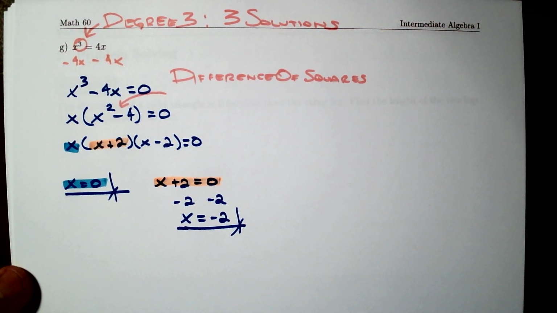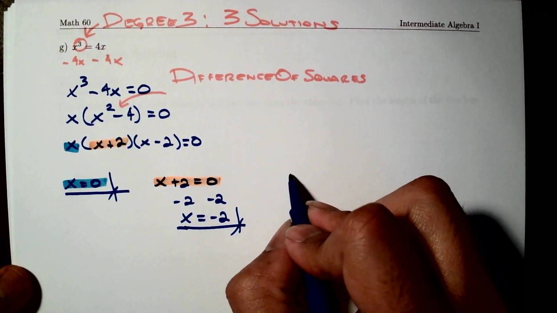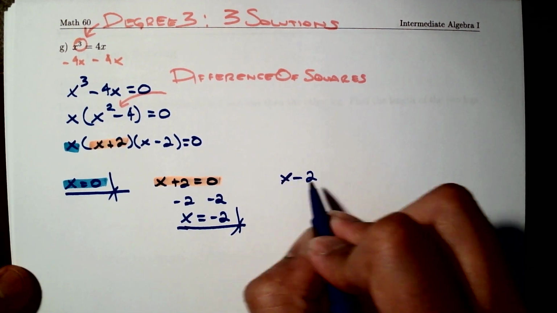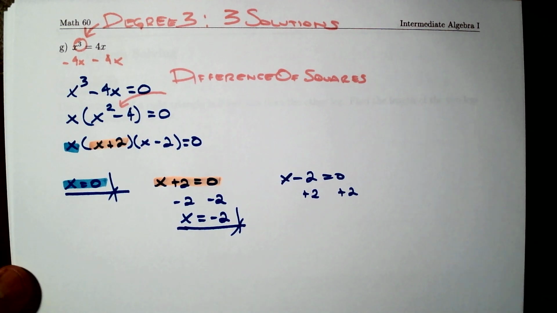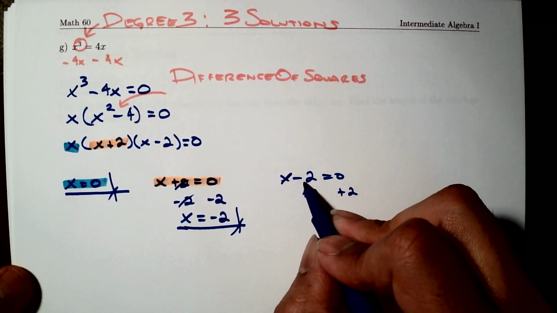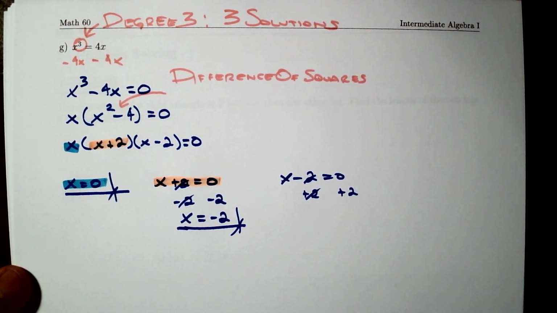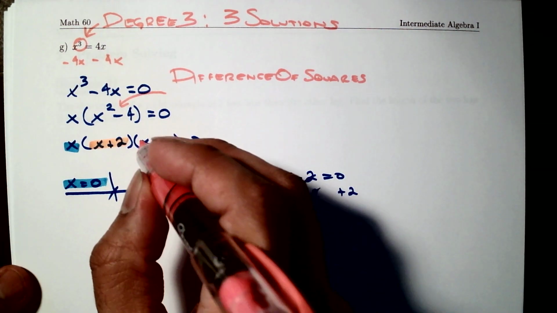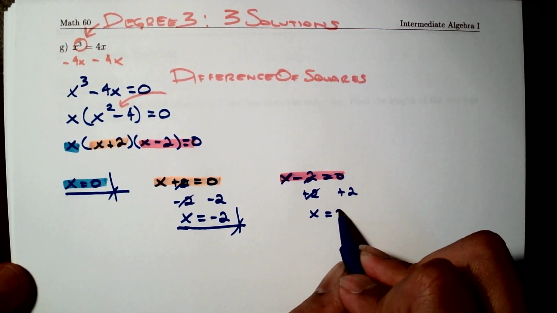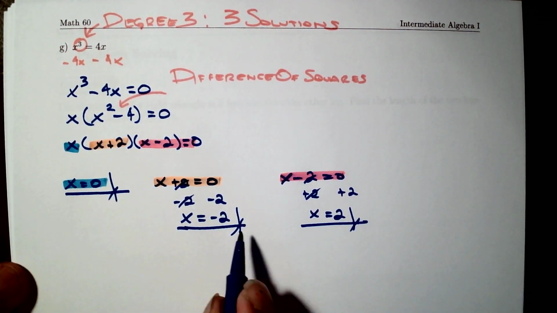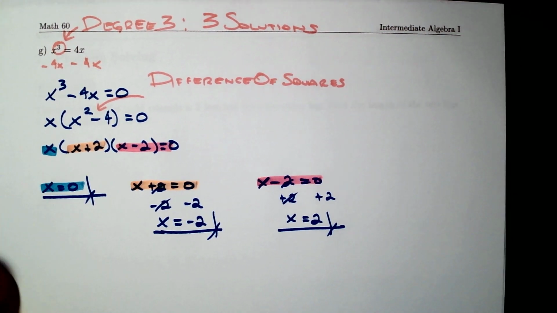And then finally, we set x minus 2 equals 0, add 2 to both sides. Cancel, cancel, and this goes with pink, this goes with pink. And x equals 2. So 3 solutions.